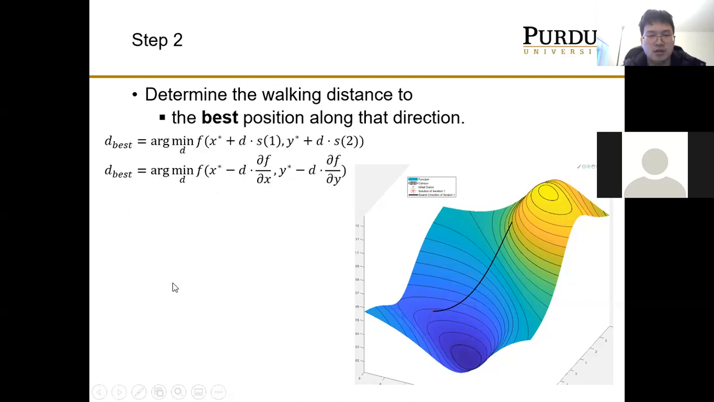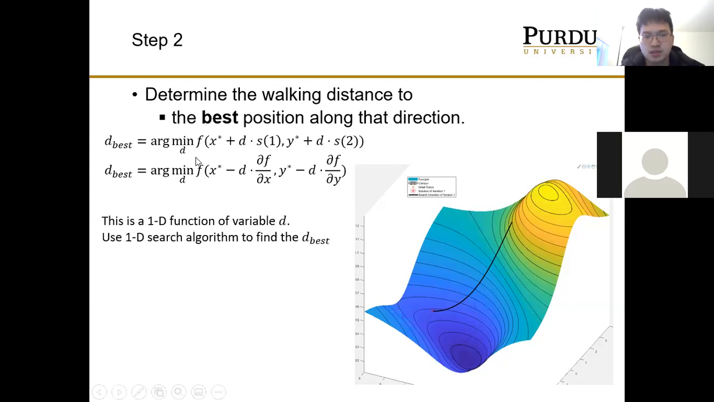Here is a more formal way to say this. D best will be the best distance, so the best distance will be the minimizer of this function, correct? Everybody agrees? Okay, wonderful. The only unknown value is D, the distance we should move. If we plug into the function, the only unknown thing is D. Then we can use 1D search to find this D best.